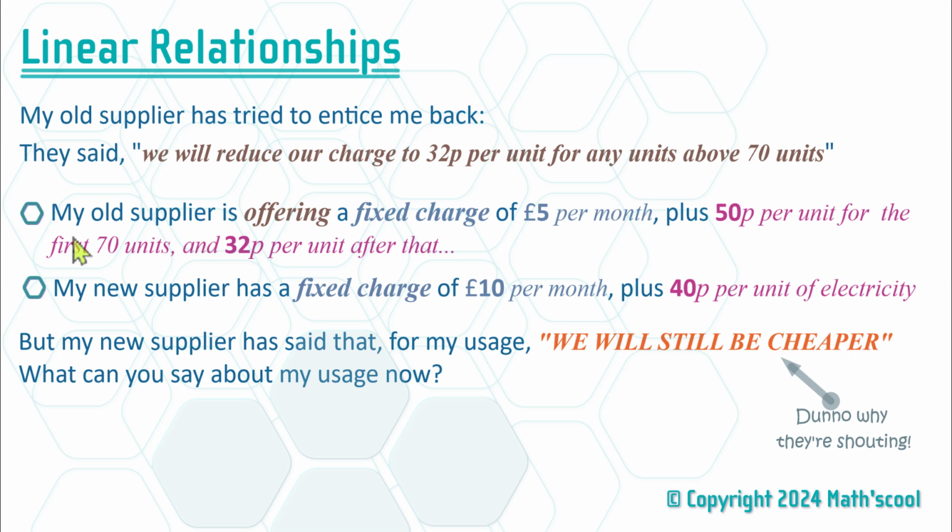So just to clarify that, my old supplier is offering a fixed charge of £5 per month, then 50 pence per unit for the first 70 units, and then 32 pence per unit after that. And my new supplier that I'm trying to change to is £10 per month plus 40p per unit. So they're still sticking with that. My new supplier has said for my usage, we will still be cheaper. What can you say about my usage now?